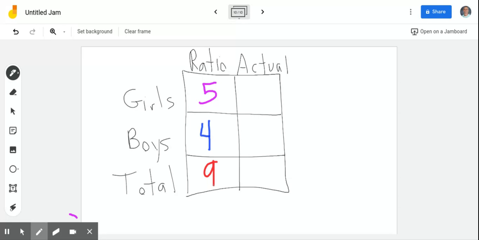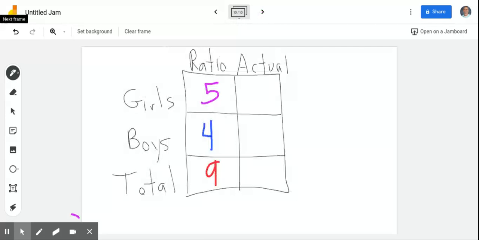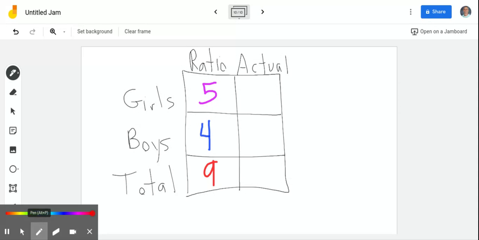The actual column, let's go back. It said 105 girls in the school, so that's actual. All right, so there's 105 girls in the school. So where should I put the 105? Okay, I'm going to put it over here in the girls column under the actual. Now I can solve and find out how many boys and how many total.